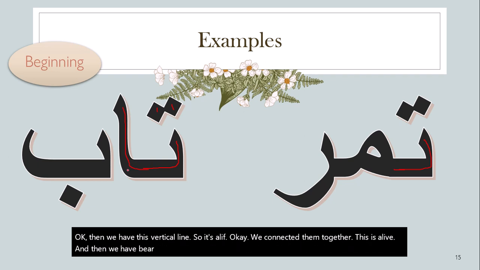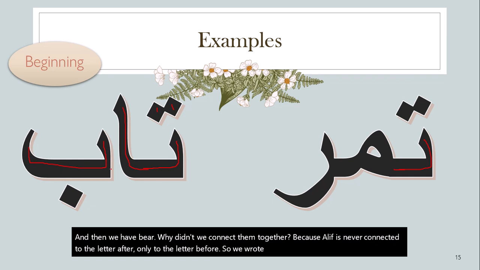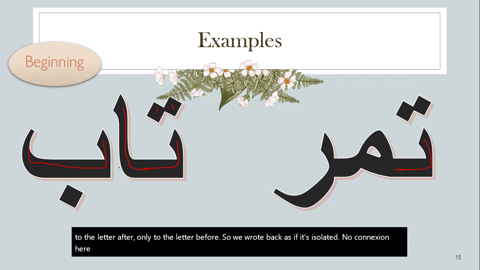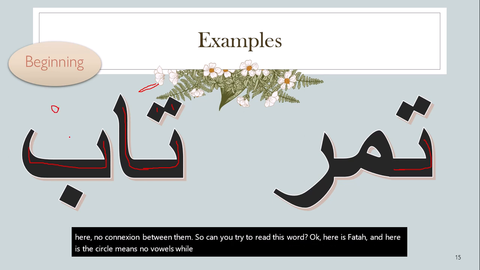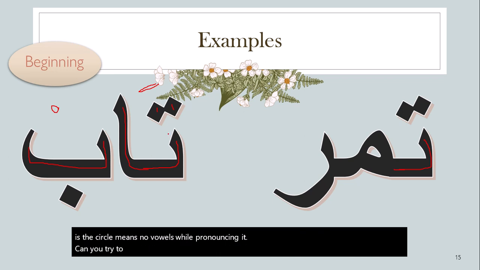Why didn't we connect them together? Because alif is never connected to the letter after, only to the letter before. So we wrote ba as if it's isolated, no connection between them. So can you try to read this word? Here is fatha, and here is the circle, which means no vowels while pronouncing it. Can you try to read it?